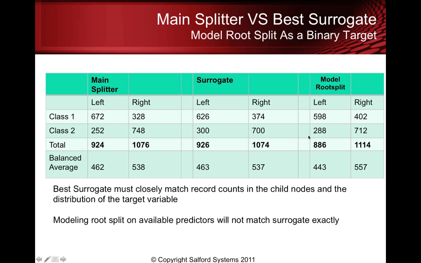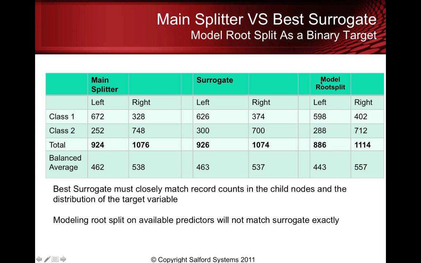And notice what we see. If you look at the breakdown, you can see that the first panel, the main splitter and the surrogate, actually have counts that are not that different from each other. They look reasonably similar. But if you look at the model that came back from this artificial CART run, you can see that the deviations between the main splitter and this handmade attempt to find a surrogate, the differences are larger. So on the balanced average concept, the handmade surrogate does rather poorly in comparison. We see a 443 when we were looking to get a 462, and we see a 557 when we were looking to get a 538.